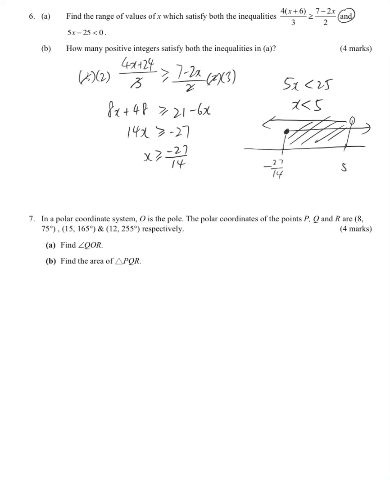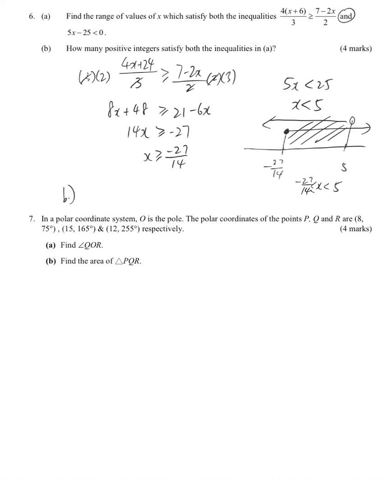So if we are finding the final answer for part A, we need to rewrite it as, actually x is a value in between negative 27 over 14 and 5, but it's also equal to the side of negative 27 over 14. Okay, this is equal. In part B, they're asking us how many positive integers are there.